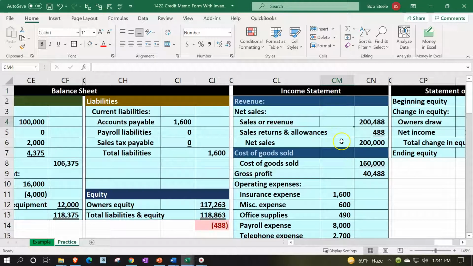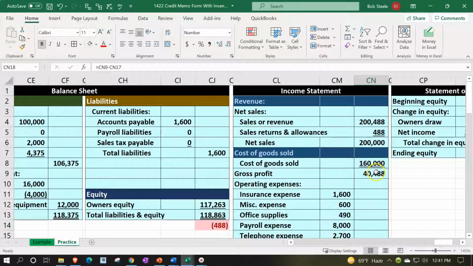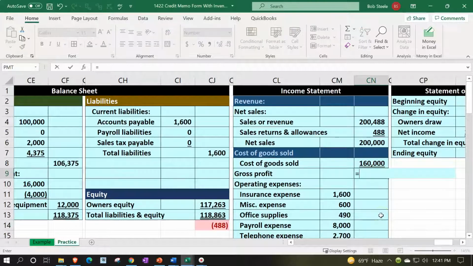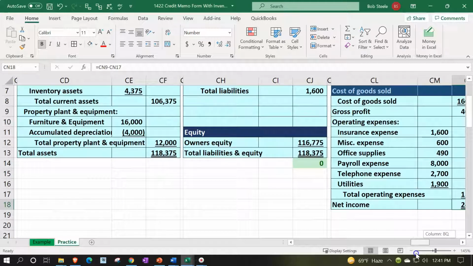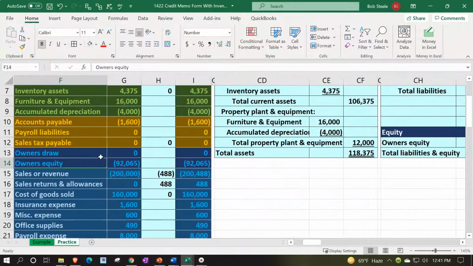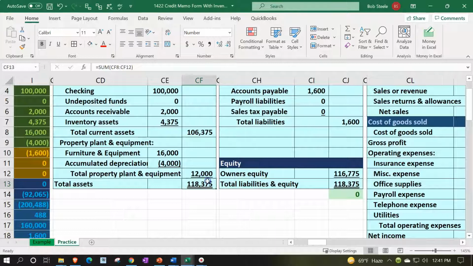And then down below, we'd have to recalculate the net income, or we have to recalculate the gross profit, which would be equal to the 200 minus the 160. That then brings us to the 24,710, matching the 24,710 on the TB, and that puts us back in balance on the balance sheet.